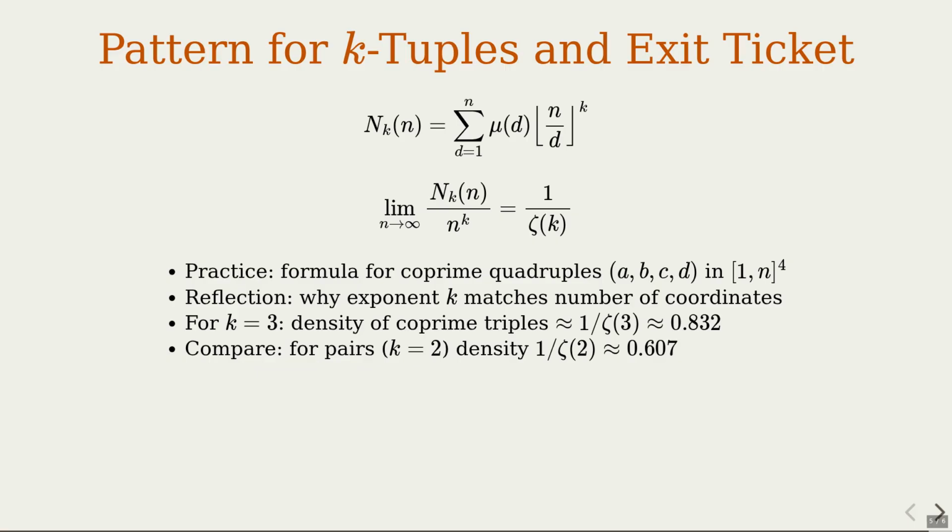We have extended the µ-Detector from pairs to triples, seen how the formula scales to any k, and connected the whole picture to densities given by 1 over zeta of k.